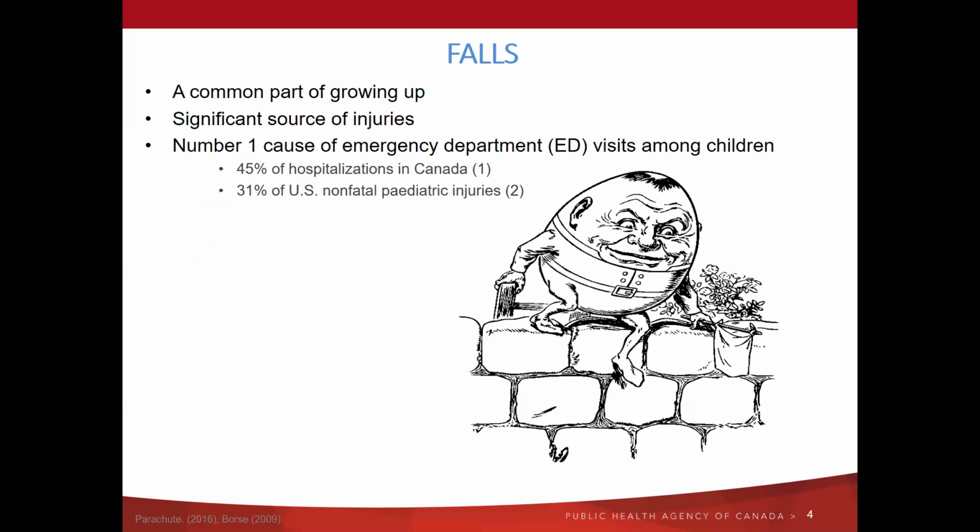So globally, falls are the leading external cause of injuries requiring visits to emergency departments and the primary cause of hospitalization among children. In Canada, falls account for nearly half of all Canadian hospitalizations and 4% of unintentional deaths among children. In the US, the Centers for Disease Control and Prevention reports that 31% of non-fatal pediatric injuries are fall-related, amounting to an estimated annual 2.8 million ER visits.